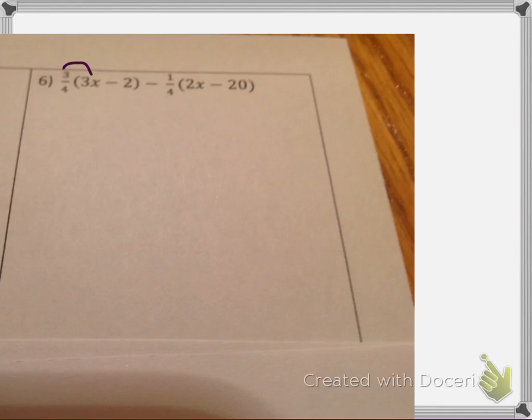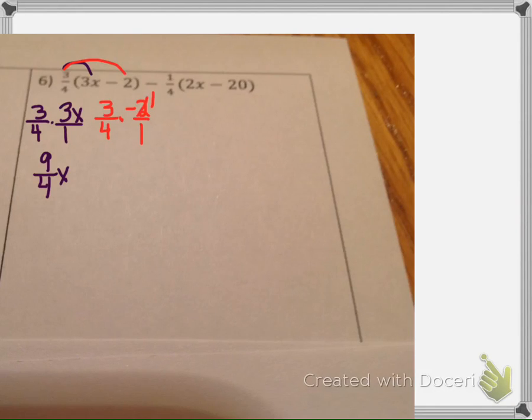Okay, I have a 3/4 times 3x. Now this one's difficult because you have the fractions now. I'm going to put the 3x over 1. Okay, well that's a positive answer, and then 3 times 3 is 9, 4 times 1 is 4, so that's 9/4 x. And then we're going to do 3/4 times negative 2, 3/4 times negative 2 over 1.